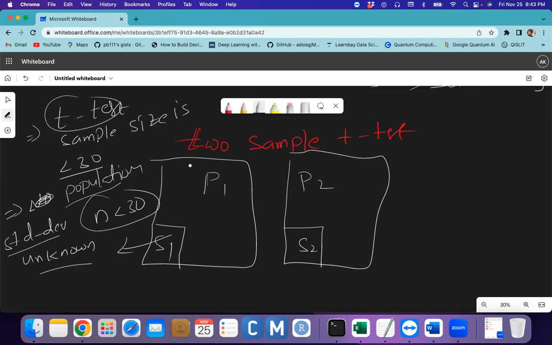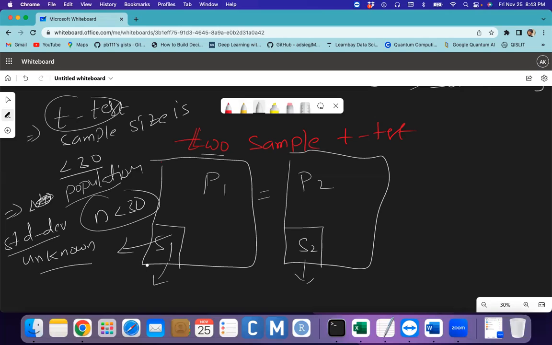Okay, in that situation we would like to apply the t-test. Now let's go for understanding the two sample t-test. We apply a two sample test when we have two populations, and the sample size of each is less than 30. With the help of these two samples, I have to compare the mean of population 1 and the mean of population 2.